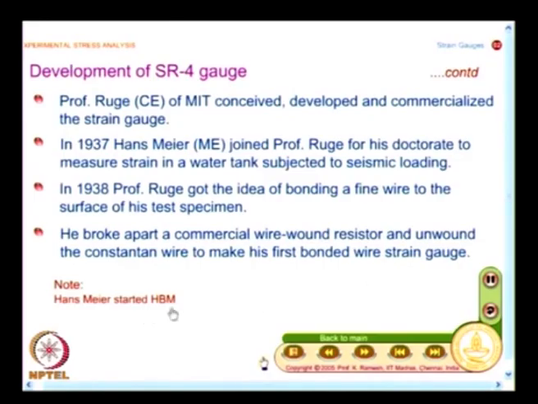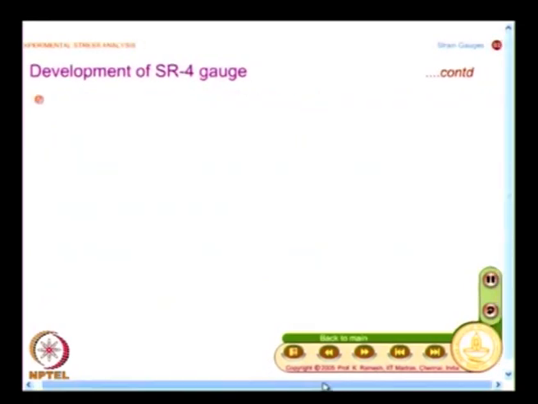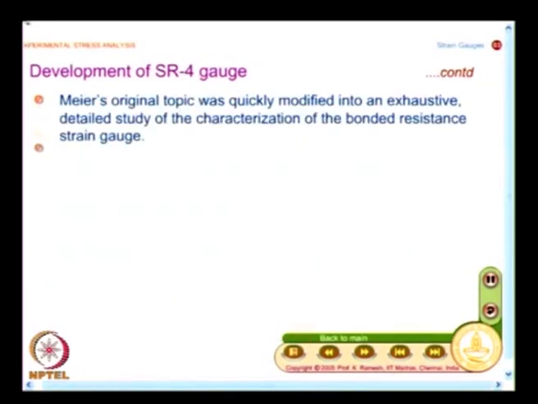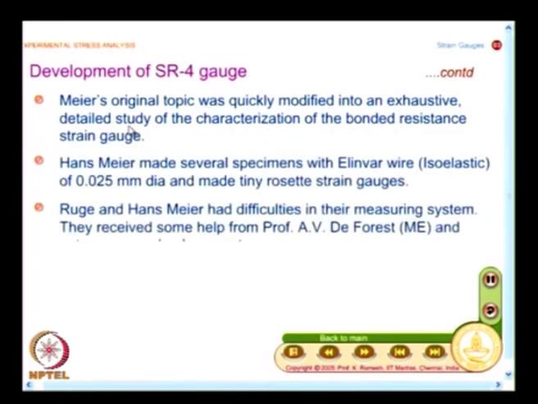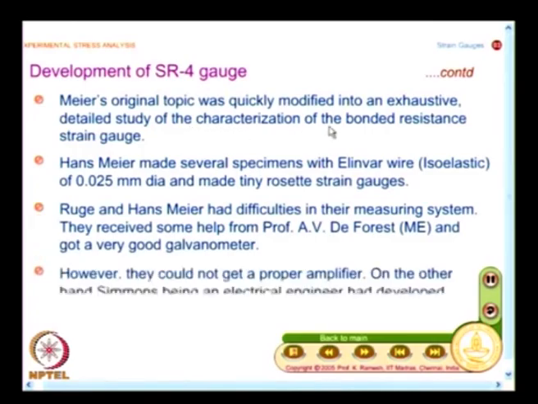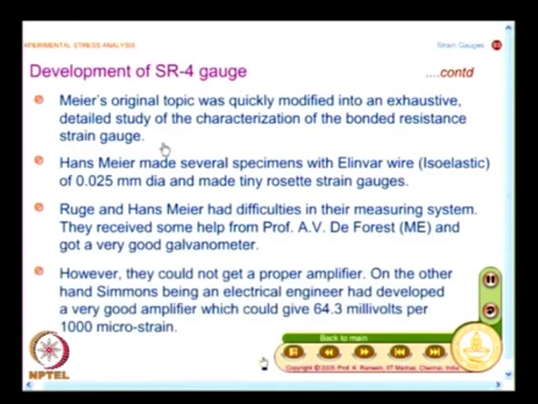And you have a famous company, which was started by Hans Meyer, and his whole thesis topic changed. So, the original topic was quickly modified into an exhaustive detailed study of the characterization of the bonded resistance strain gauge. See, that is how any development takes place. Nobody starts working on a thesis by defining what the thesis is and then working on it. You work on different ideas, and some ideas develop into interesting final results, and the whole course of action gets shifted.